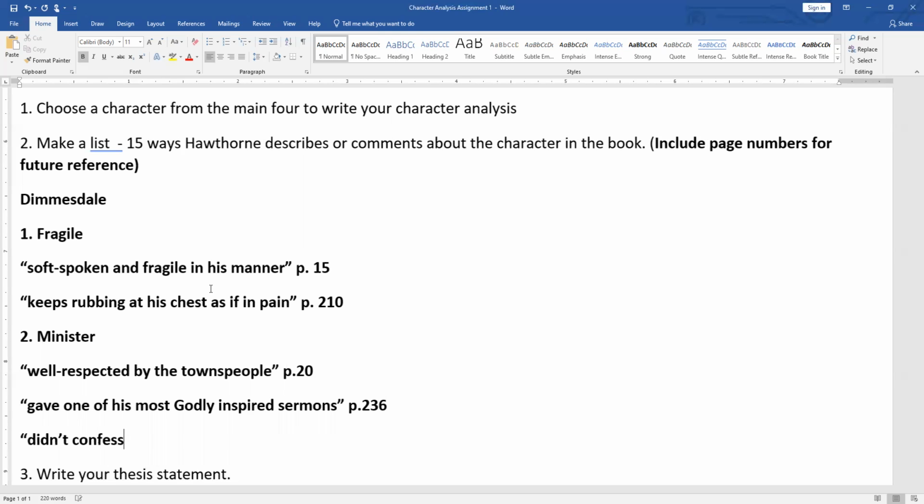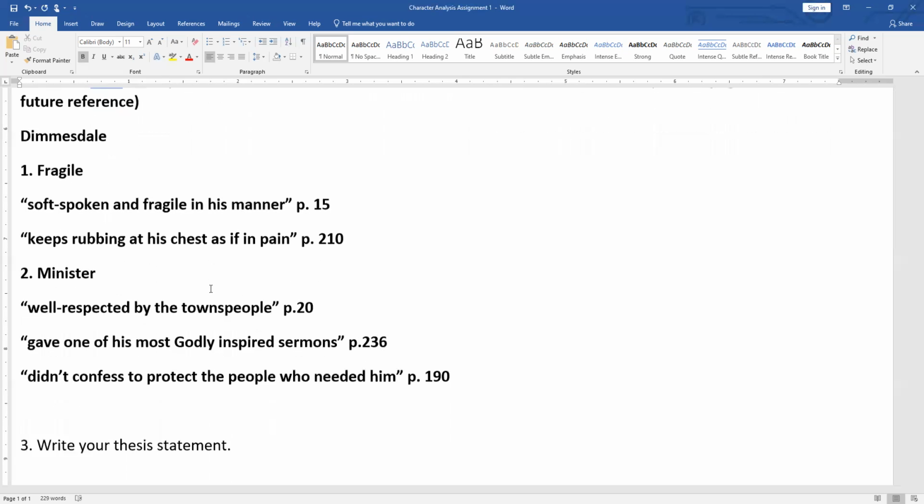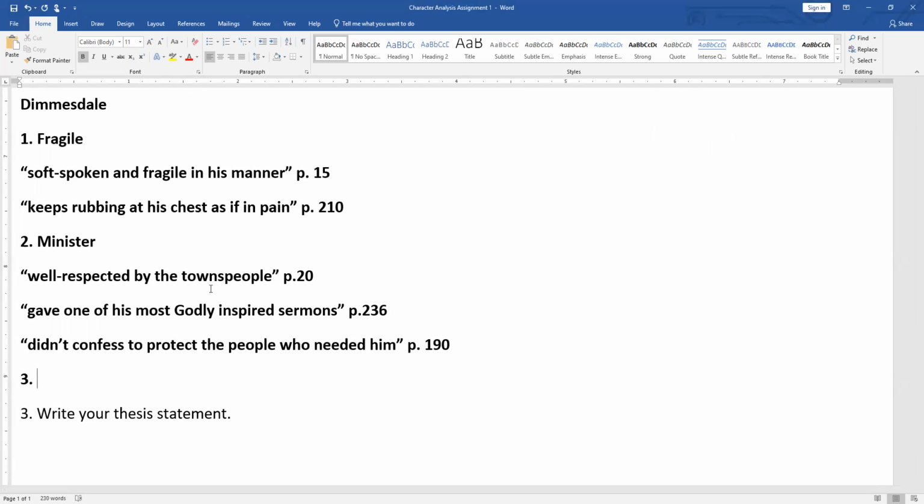Didn't confess to protect the people who, you know, needed him. That's not really a good way to put it, but that's sort of where he was at, right? How did he justify not saying anything? If he had just been some blacksmith or layman of some kind, it wouldn't have made as big of a difference. But so many people relied on him for their religious leadership, spiritual leadership, that he used that to justify not saying anything. But then, of course, plot-wise, one of the most important things is that he is Pearl's father.